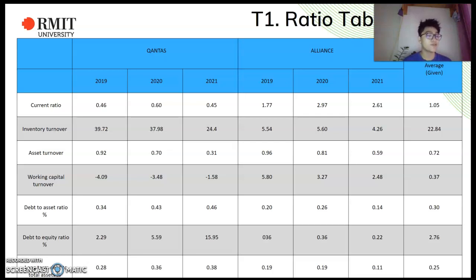In Alliance Airways efficiency, they're not performing as well as in profitability. However, their efficiency still shows some good signs, such as asset turnover being a little bit lower than the industry average, and inventory turnover being significantly lower than the industry average. However, most of their data is above the industry average, such as current ratio and working capital turnover.